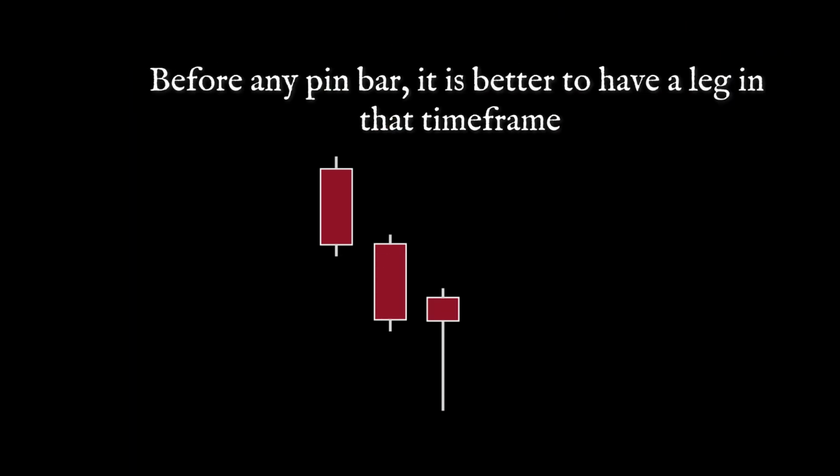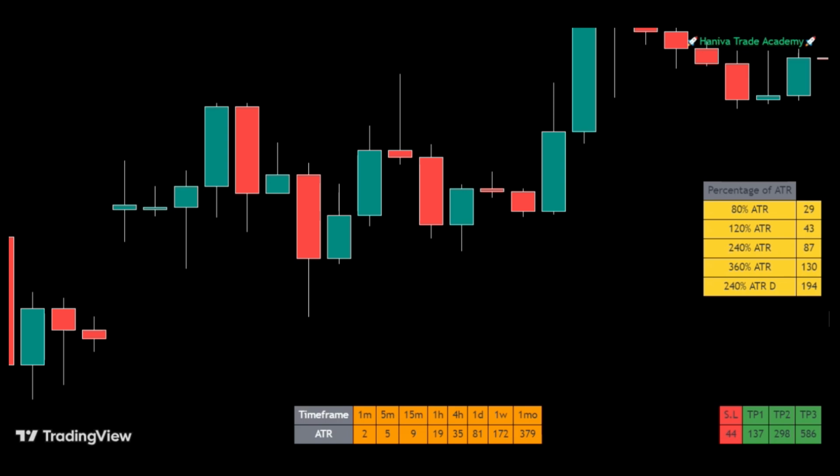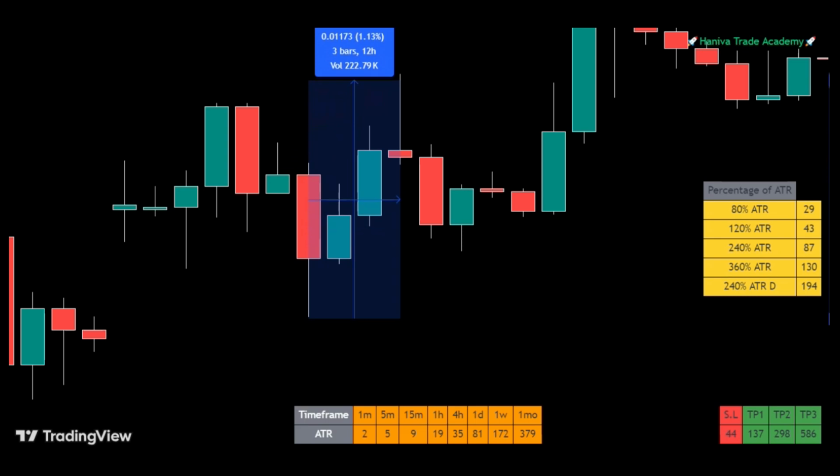Before any pin bar, it is better to have a leg in that time frame. When a pin bar forms in the market, we should see what the movement was before it. Look at this image. We previously mentioned that a leg must be at least 240% of the ATR of the current time frame to belong to that time frame. You only need to measure the length of the leg with a ruler and compare it with the value written inside the table. The length of the leg here is 119 pips, and the minimum written in the table is 87 pips, so there is a leg in the same time frame as the pin bar.